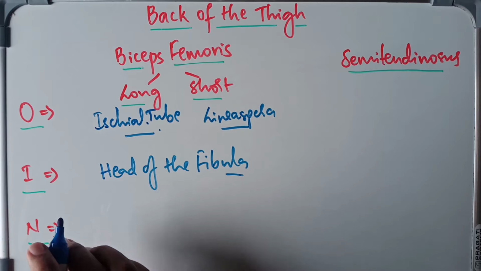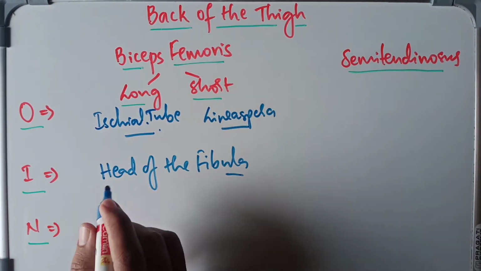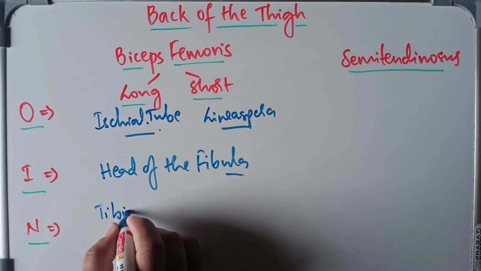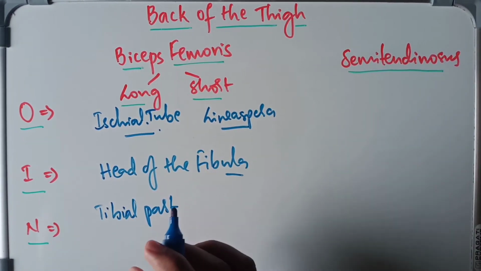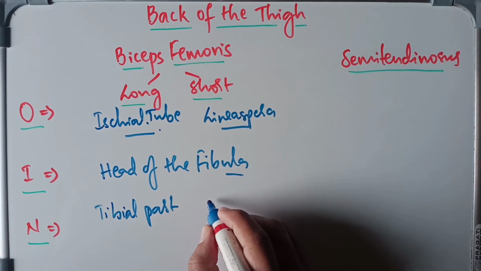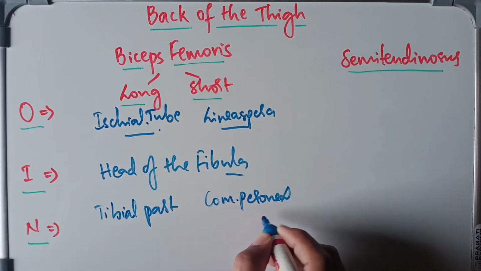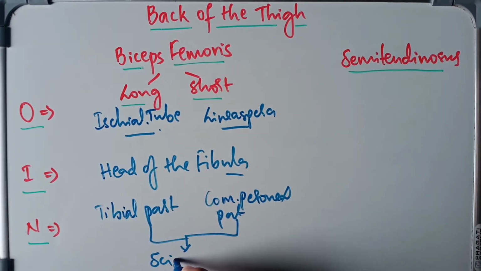And finally, what about the nerve supply of it? We have two heads, right? The long head as well as the short head. The long head is supplied by the tibial part of the sciatic nerve, and the short head is supplied by the common peroneal part of the sciatic nerve. Both of these are parts of the sciatic nerve, right?